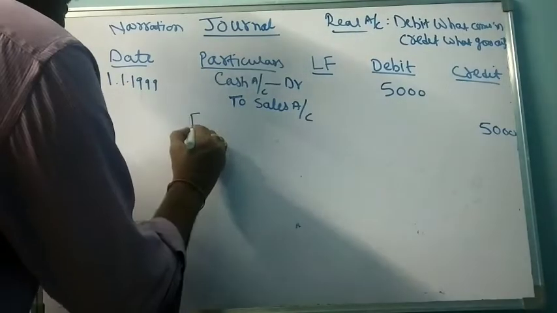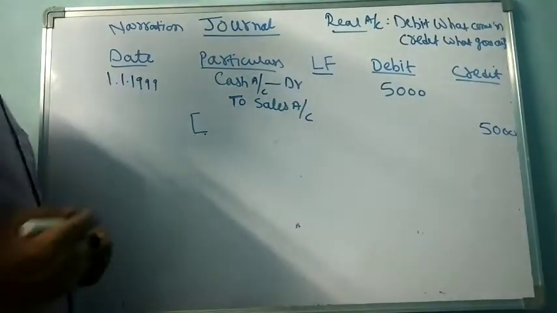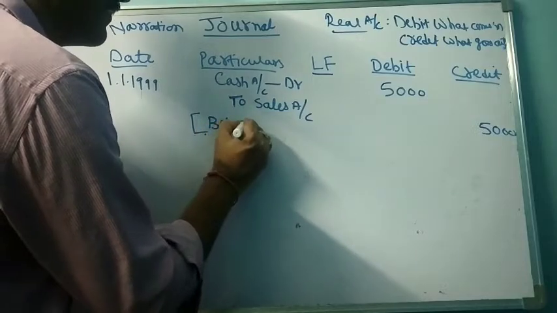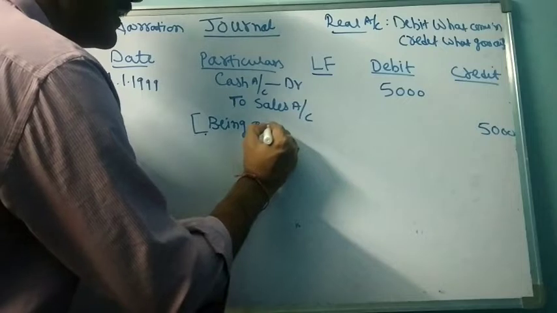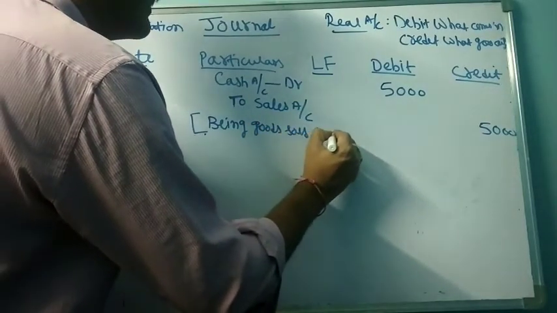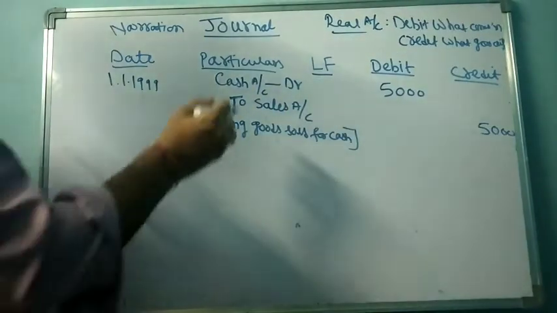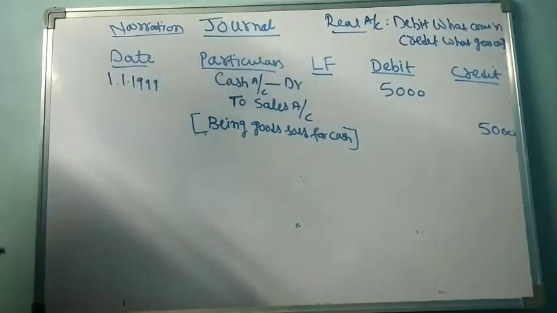The narration should always begin with Being, and it should be placed in brackets. Being. What happened in this transaction? Goods sold. Being goods sold for cash. This gives a brief explanation about the transaction. What has happened in this transaction is represented by narration.